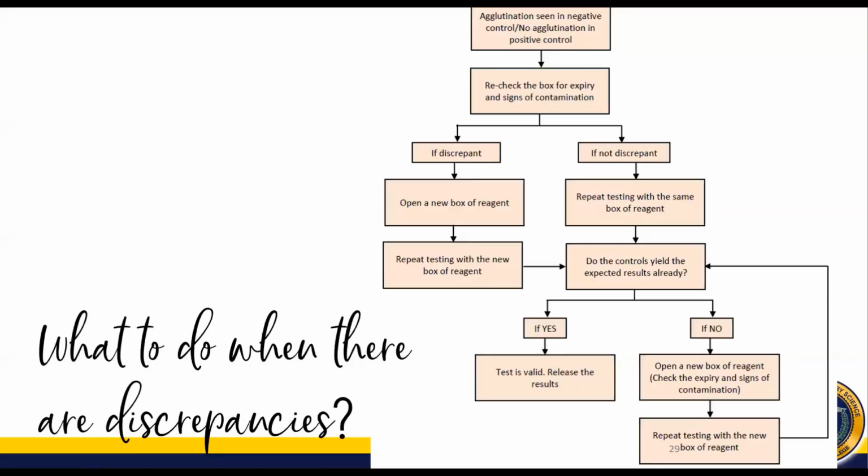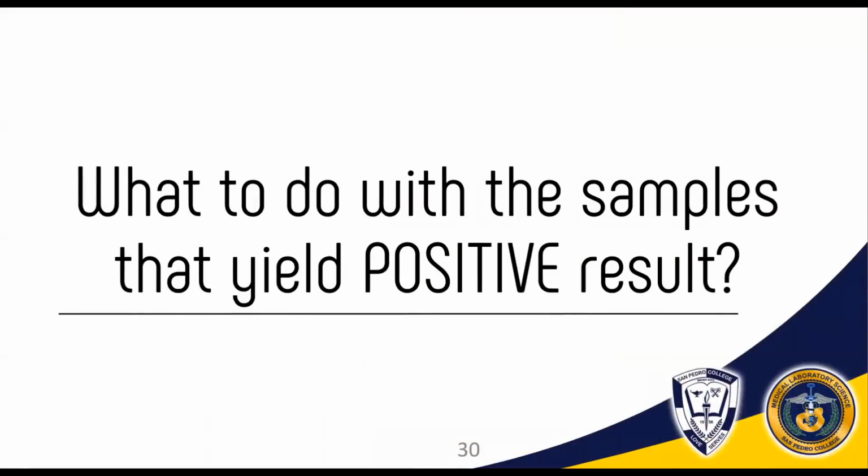Now, are we going to report the result right away? Are we going to report the positive results, samples? Nope, not really. This may vary between laboratories class ha, but in most instances, in latex agglutination testing, samples that yield positive results are subjected for semi-quantitative testing. Semi-quantitative testing is when we determine the antibody titer. So, when we say obtaining or determining the antibody titer, we are trying to determine the level of the antibodies present in the sample of the patient.